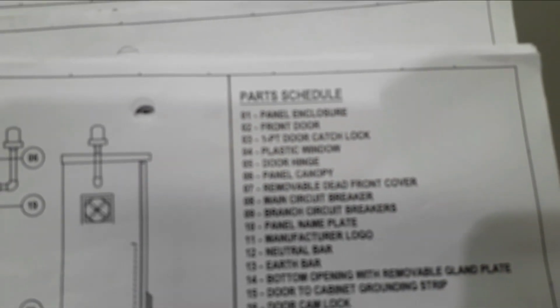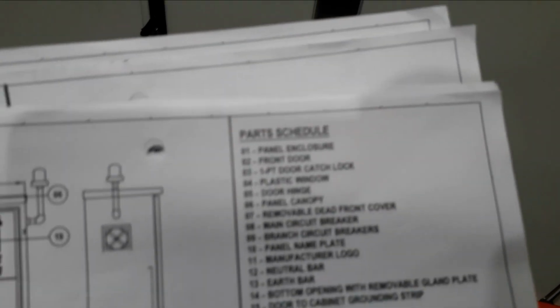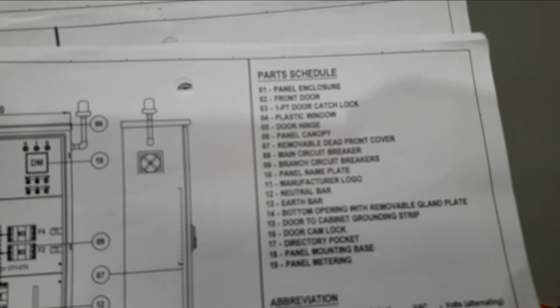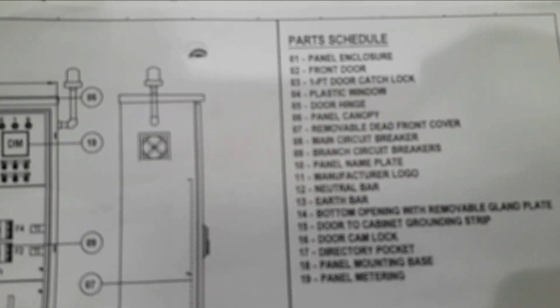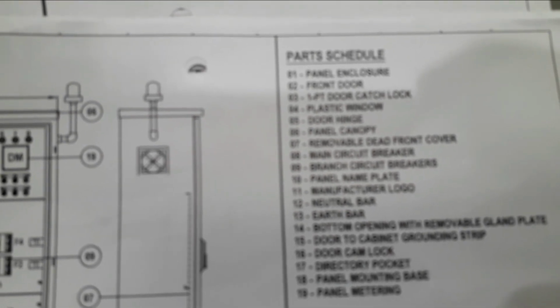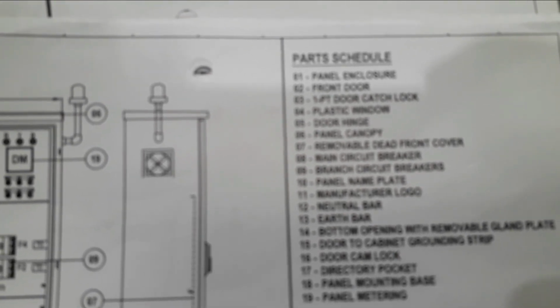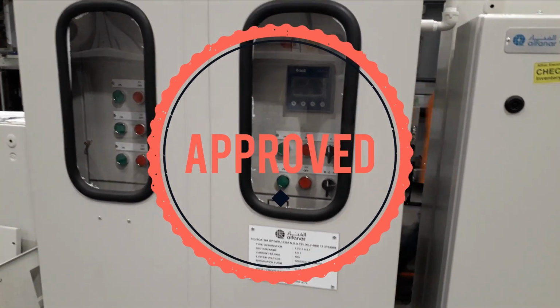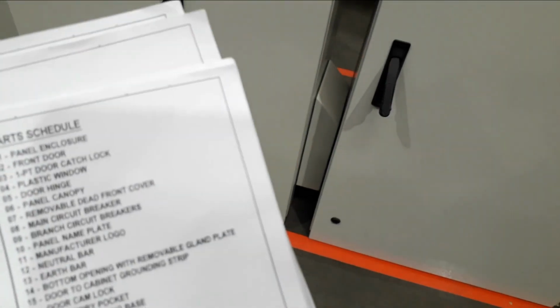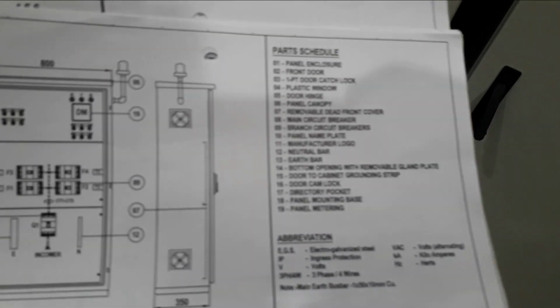Okay, so this is the 1PT door catch lock. You will find it inside, and later on you will also find the plastic window. So this is the plastic window that we have here, and you can easily find it from left to right. And then next we have also a door hinge, which will be located inside.